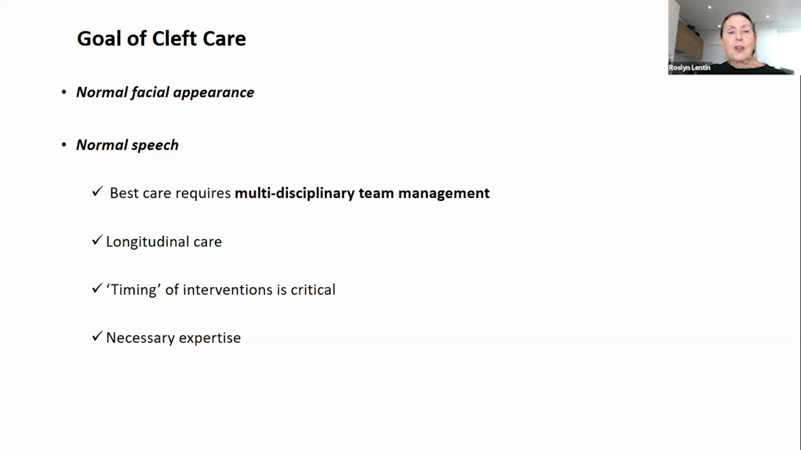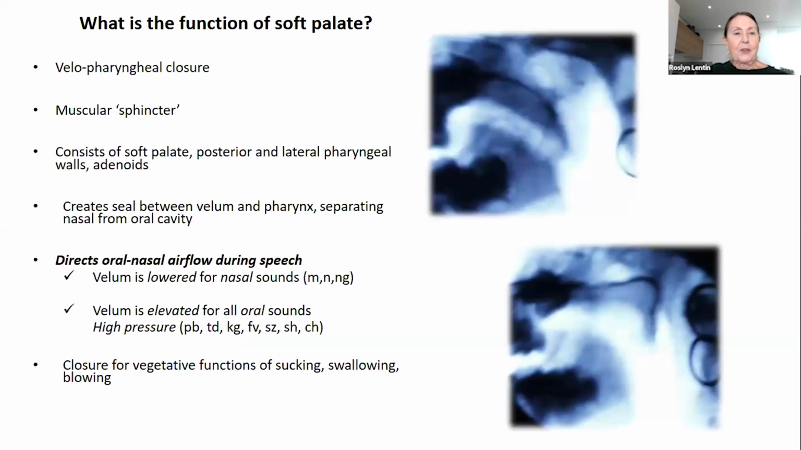Care is, of course, longitudinal from newborn into the early teens, and timing of interventions is critical. Of course, with children's development, they're not going to have speech for the speech therapist to assess by the time they're born, they're just babbling. So interventions and timing of them is critical. And last but not least, the necessary skill and expertise is absolutely vital for positive outcomes.